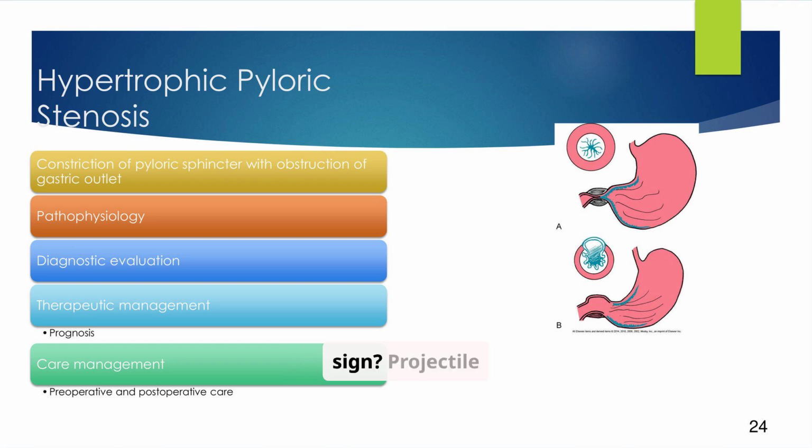Classic sign: projectile vomiting, but the baby still acts hungry. The thickened muscle prevents stomach contents from moving to the intestines. Ultrasound confirms it. Surgery is simple, a pyloromyotomy, and recovery is fast. Nurses prep for dehydration correction and help parents navigate post-op feeds.